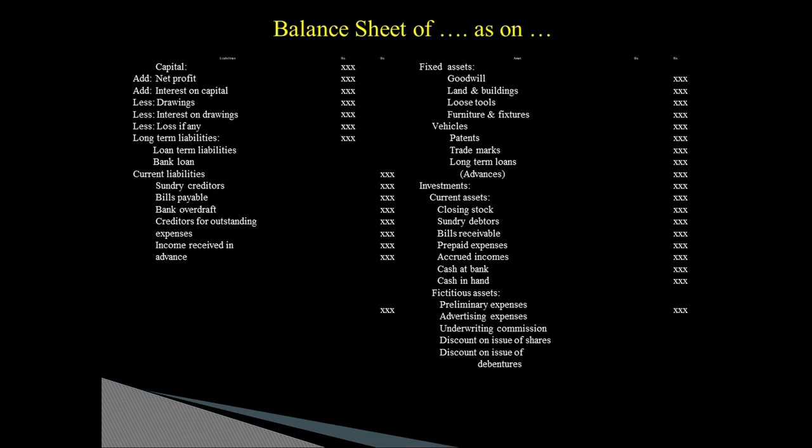The long-term liabilities means the liabilities which can be payable after a period of 1 year, that is, more than a period of 1 year. In the long-term liabilities, we have to write the bank loan, and next we have to write the current liabilities. Current liabilities means the liabilities which can be payable within a year. Few examples of current liabilities are sundry creditors, bills payable, bank overdraft, outstanding expenses, and income received in advance.